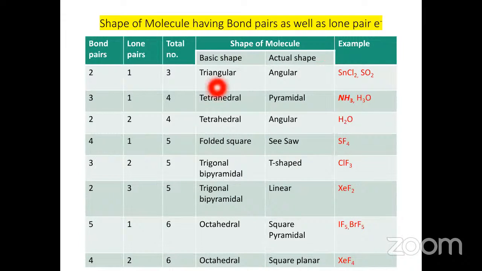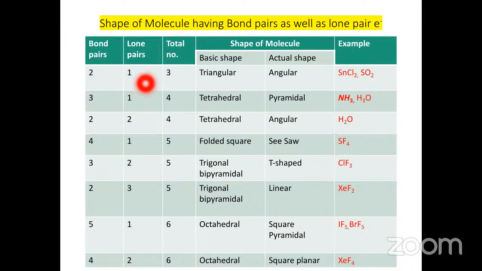Then the shape of molecules depends on bond pairs as well as lone pairs. Here the bond pairs are 2 and the lone pair is 1. The total number of electron pairs is 3. Then the shape is angular. Actually, if the atom contains 2 bond pairs, then the shape is linear. But here the shape is angular because it has one lone pair.